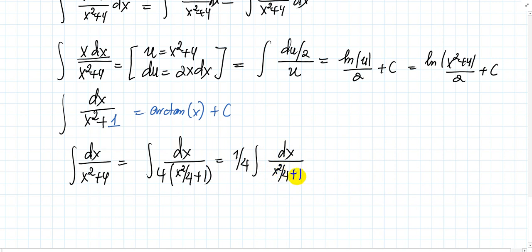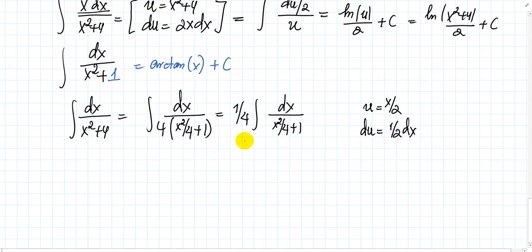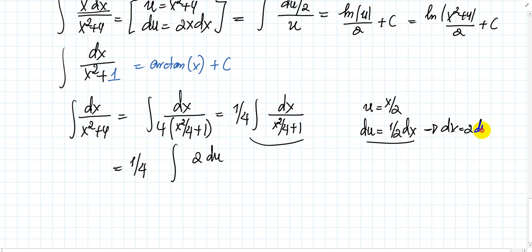Now let's introduce the new variable. So let me introduce u is equal to x over 2. What is du? If u is equal to x over 2, what is the derivative of x over 2? 1 over 2 multiplied by dx, right? So let's substitute everything in this integral with u, and you will see why I'm doing this. So 1 over 4 integration. So what is dx? 2 du, right? I can find dx from here. If du is equal to 1 over 2 dx, then dx is equal to 2 du.